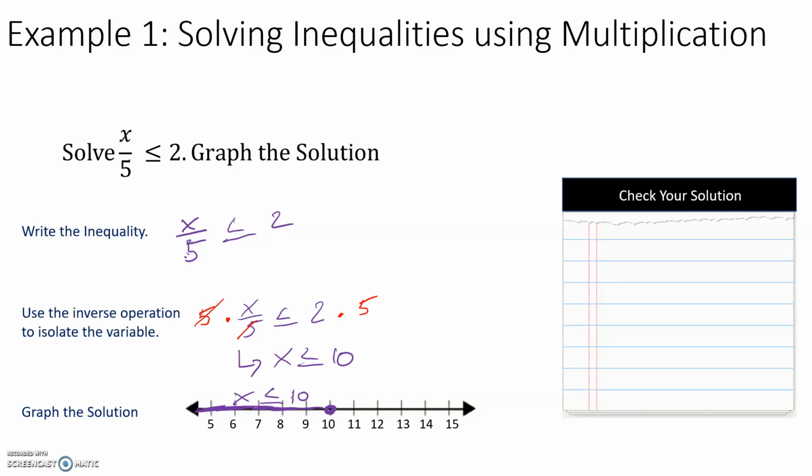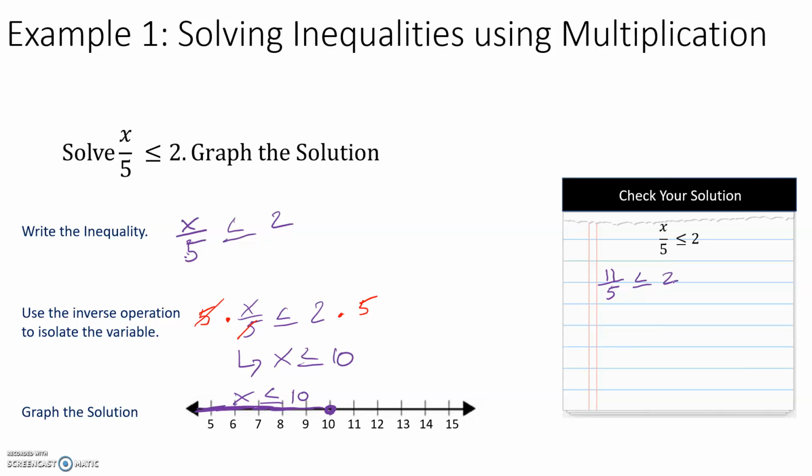Now I'm going to check my answer. Like I did last week, I'm going to use both sides of my 10 to check my solution and make sure it's true. I write the inequality I started with: x divided by 5 is less than or equal to 2. I'm going to pick 11 and place 11 in place of x. So 11 divided by 5 is less than or equal to 2.